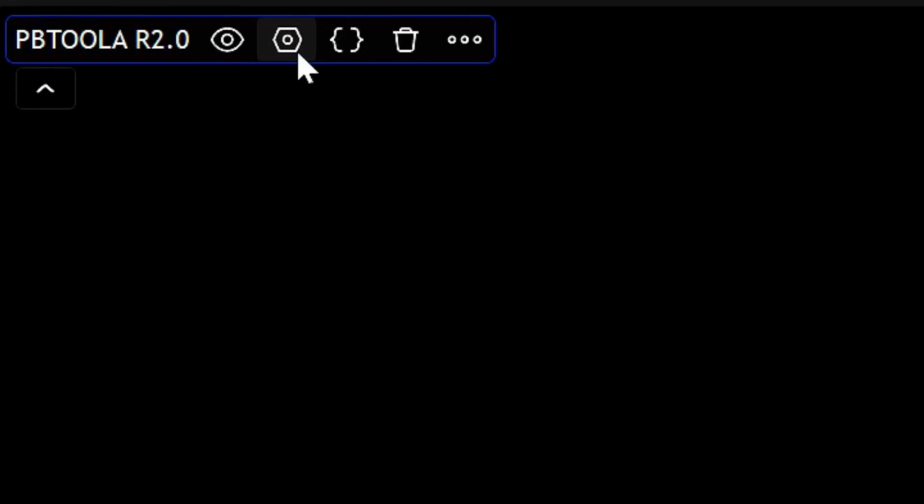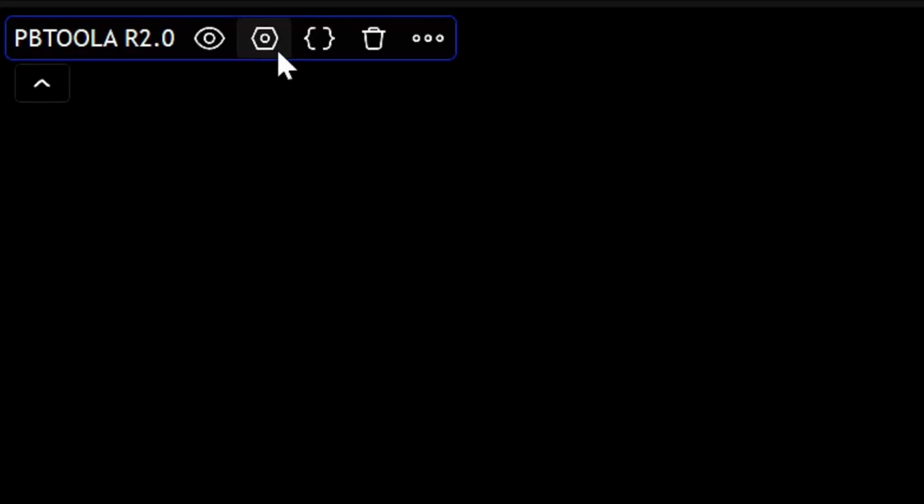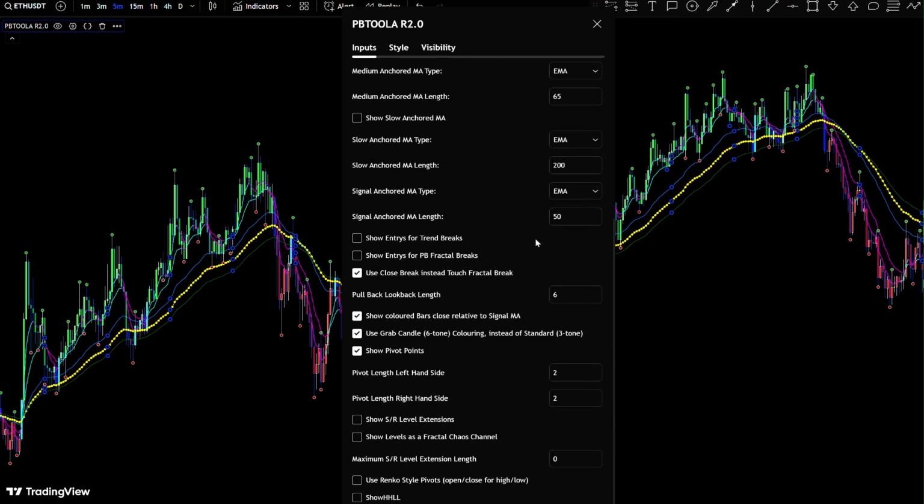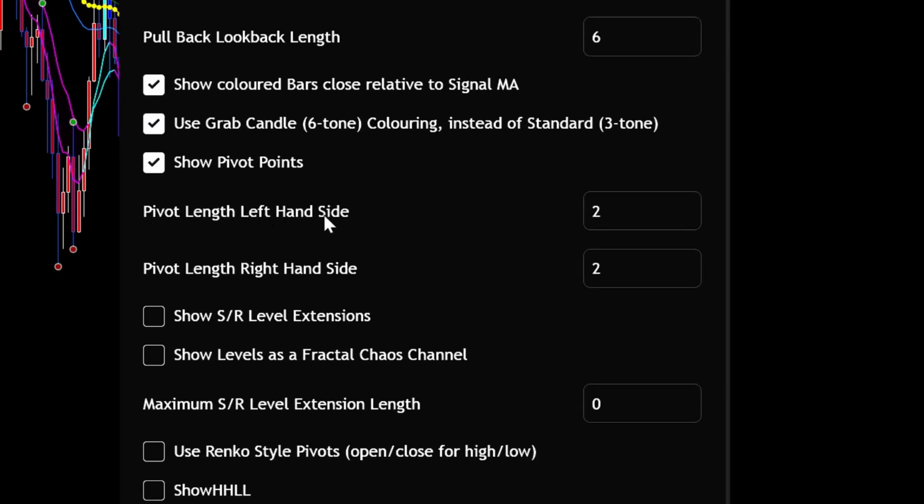First, open up the indicator settings window. You should see a few tabs, and we're going to start with the Inputs tab. In there, we'll find a couple of settings called pivot length left hand side and pivot length right hand side. These control how the indicator identifies potential turning points in the market. We're going to change both of those values to 7. Just type in the number 7. Got it? Good.